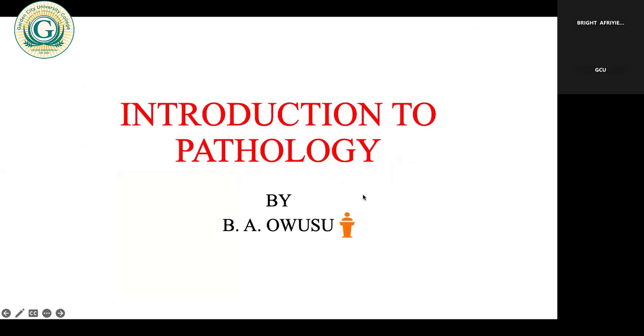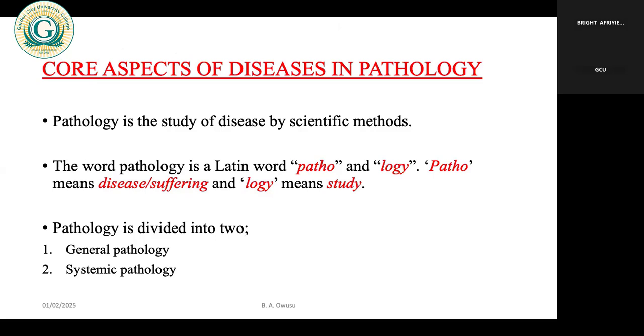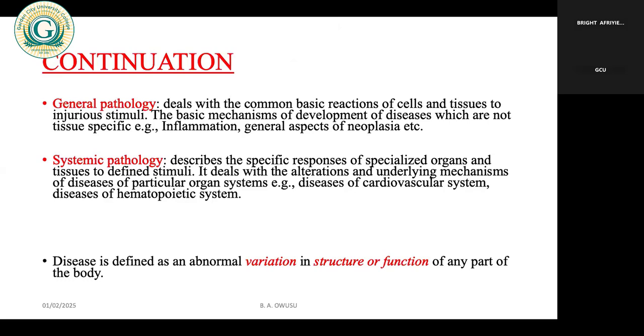Okay, so we started the introduction of pathology, defining pathology, and we said that pathology is the study of disease by scientific methods. We looked at the two arms of pathology, general pathology and systemic pathology. We defined general pathology as the fact that it deals with the common basic reactions of the cells of the body, general reactions of the cells of the body, right?